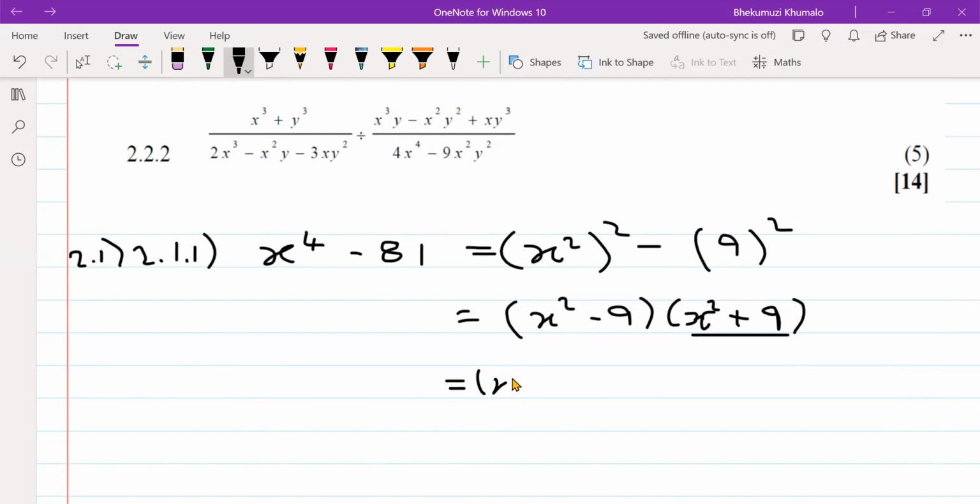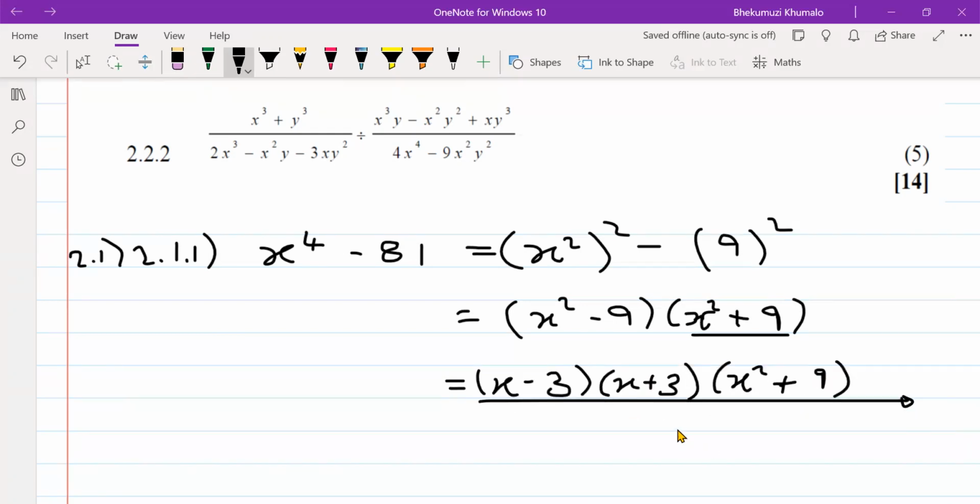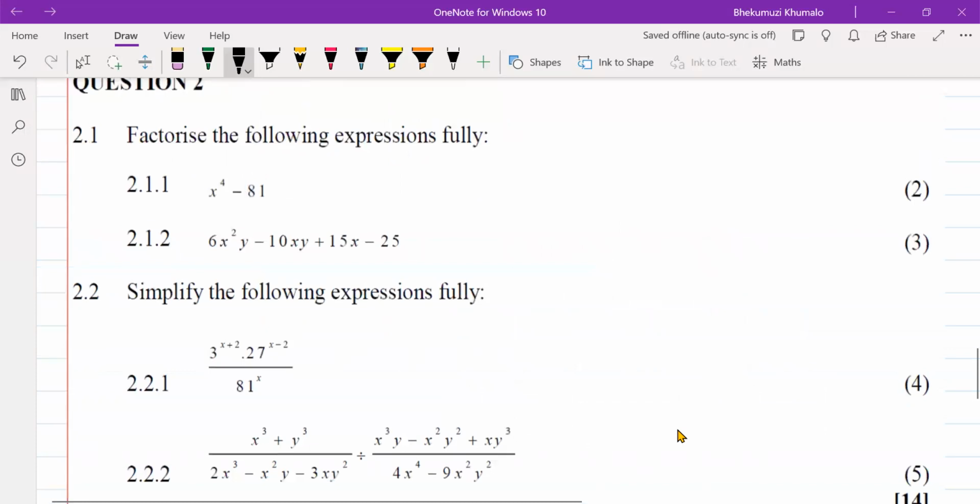So in this case, it's x minus 3 and x plus 3, and this is x squared plus 9. And basically that would be our final solution there. So we factorized it to its furthest point. There isn't anything else we could have done. And so therefore we are done with that one.